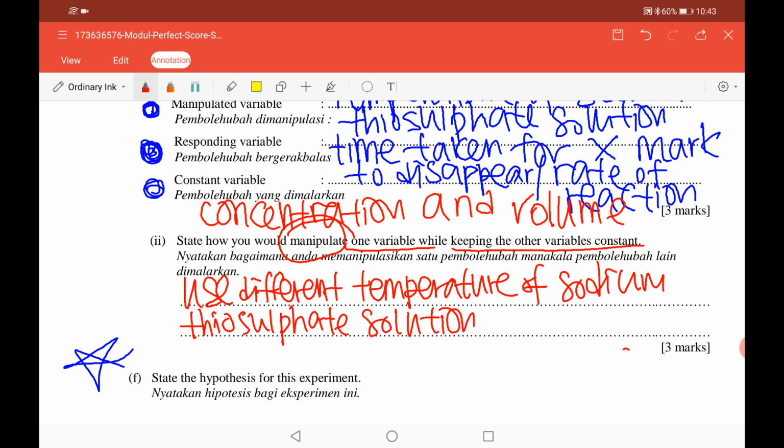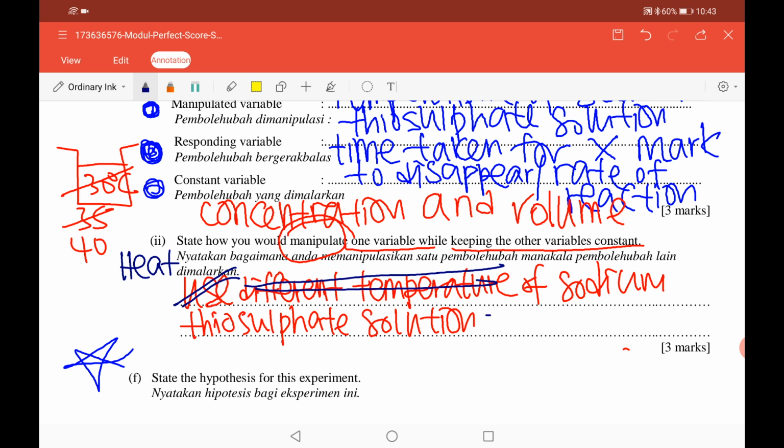If you don't want to put the word use different temperature for sodium thiosulfate, you also can go the other way around. Just imagine you have a sodium thiosulfate, initially is 30. How you want to make it 35, 40. So if you don't want to put the word use, you also can put another word, heat. Okay, heat the sodium thiosulfate solution to different temperature. You also can write in that way, no problem. Yeah, so you must know what is the action to be taken to change the variable.